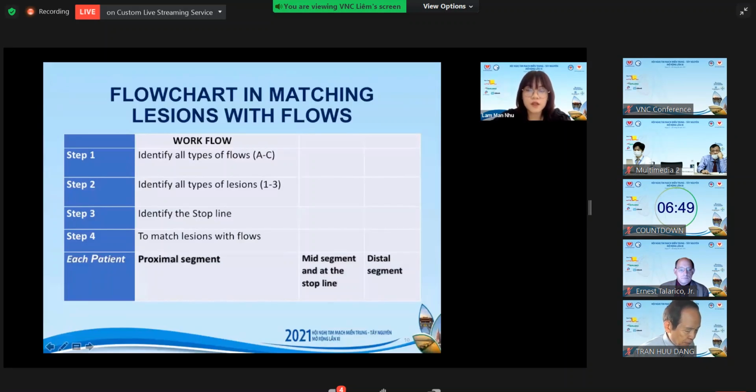When it comes to the flow chart for matching lesions with flow, here's what the research team is going to do. In each patient, doctors will separate the coronary artery into 3 segments: the proximal segment, the mid-segment at the stop line, and the distal segment. In each segment, doctors will go through step 1: find out which type of flow it is. It could be A, B, or C. Step 2: determine all kinds of lesions from 1 to 3. Step 3: find the stop line. And step 4: match lesions with flow.